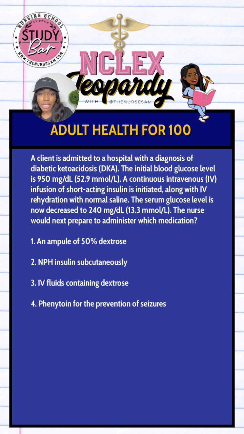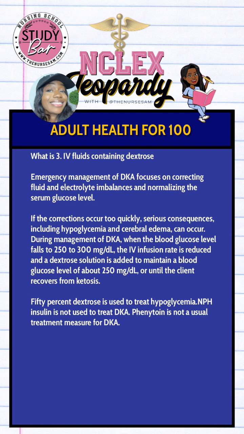All right, and adult health for 100. The correct answer is, drum roll please. What is 3? IV fluids containing dextrose. All right, let's look into the rationale behind why it was 3. Let me see who got this answer correct first.